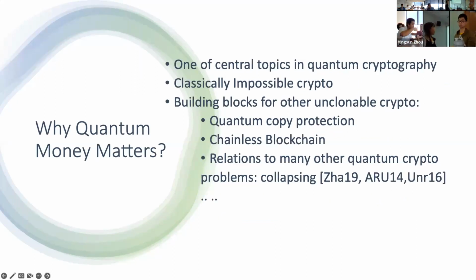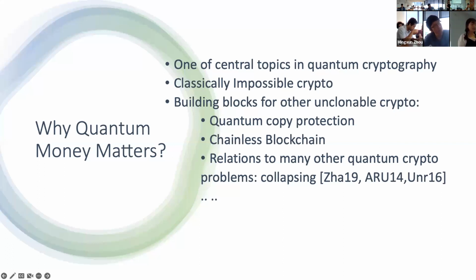So why does quantum money matter? I would say it's implicitly one of the central topics in quantum cryptography since its appearance, because it's one of the holy grails people have been trying to build, and it's a classically unachievable goal, as I mentioned. Because of this classical unachievability, it's highly relevant to some other things. It's a sort of building block to all these other unclonable cryptography.